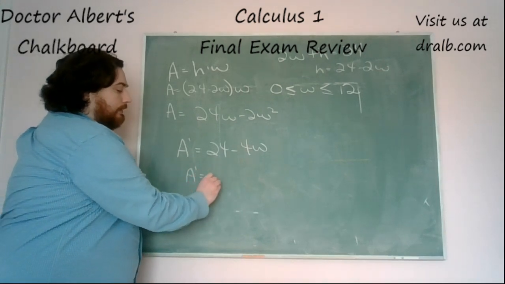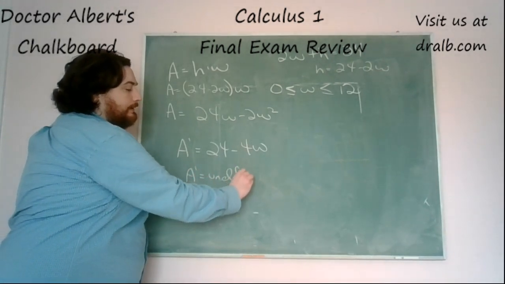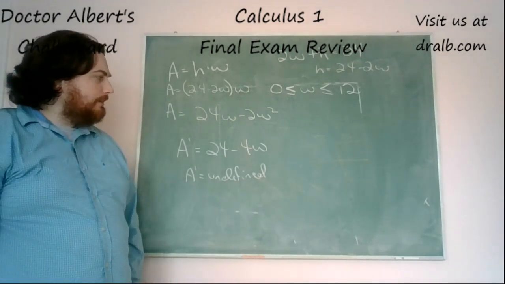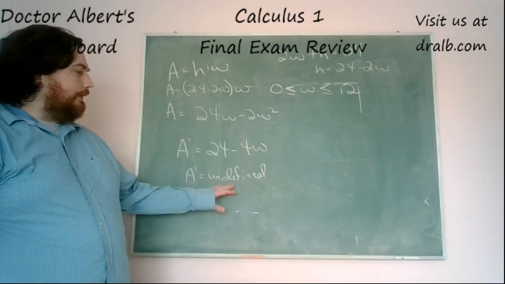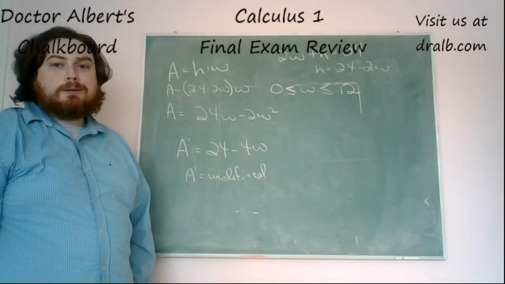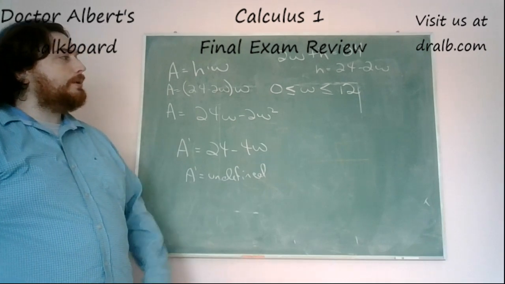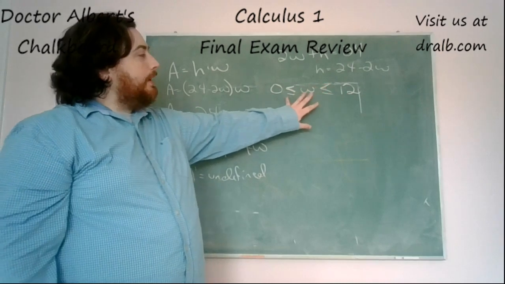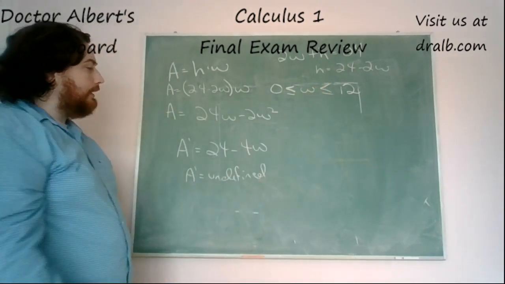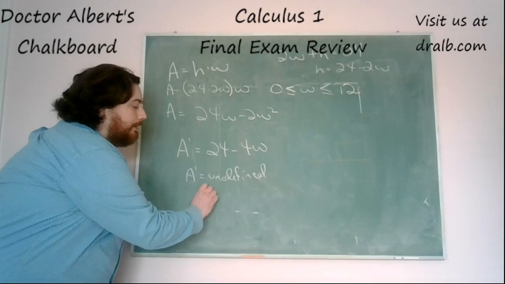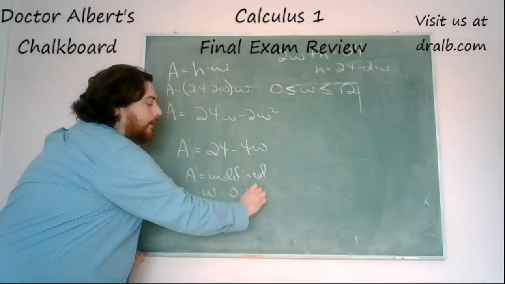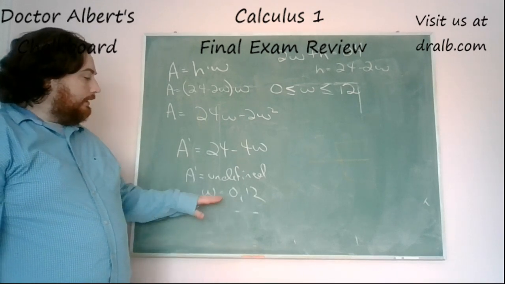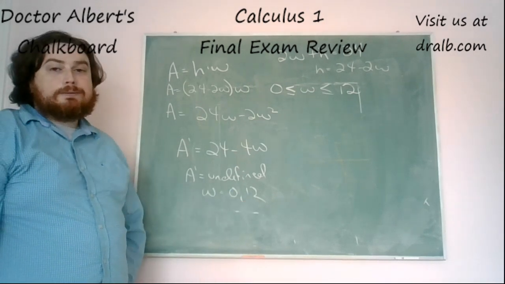Now, if I just look at 24 minus 4w, that's a linear function, so that's going to be defined everywhere. But when we say undefined, we mean undefined in the context of the problem. So within the context of the problem, we decided that w is between 0 and 12. So remember, at the endpoints, my derivative is undefined. So what I get is that A prime is undefined if w is 0 or 12. So we're going to have two critical points right away at w equals 0 and w equals 12.